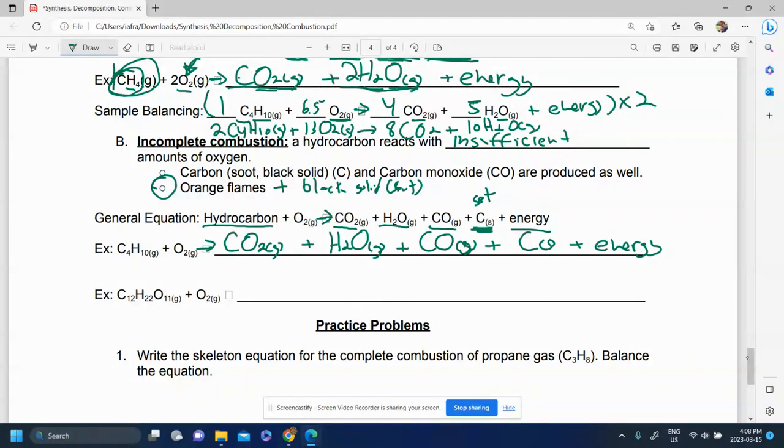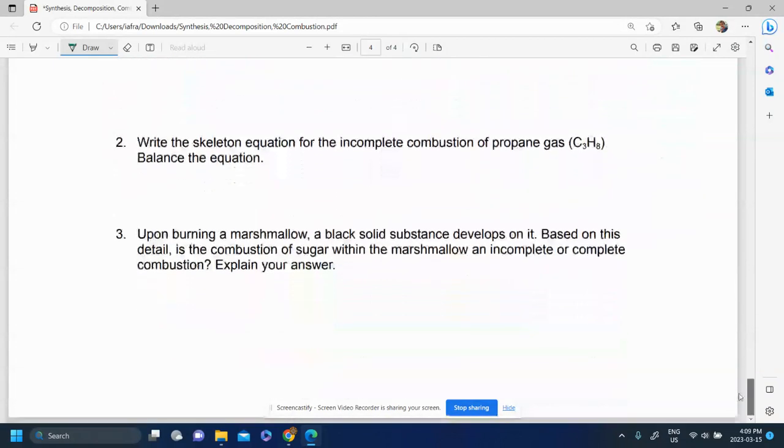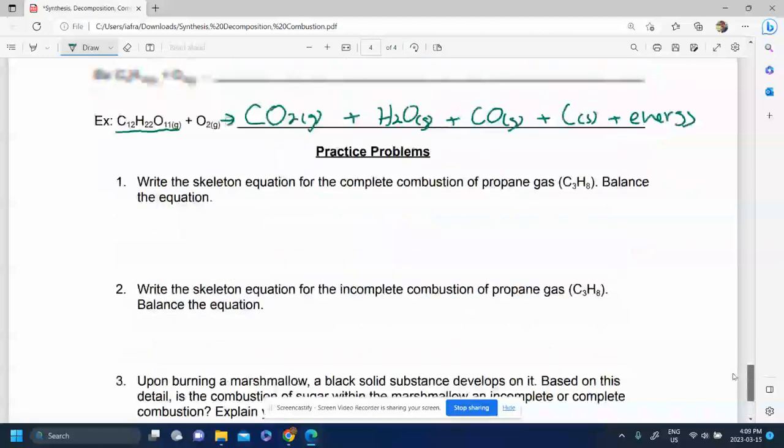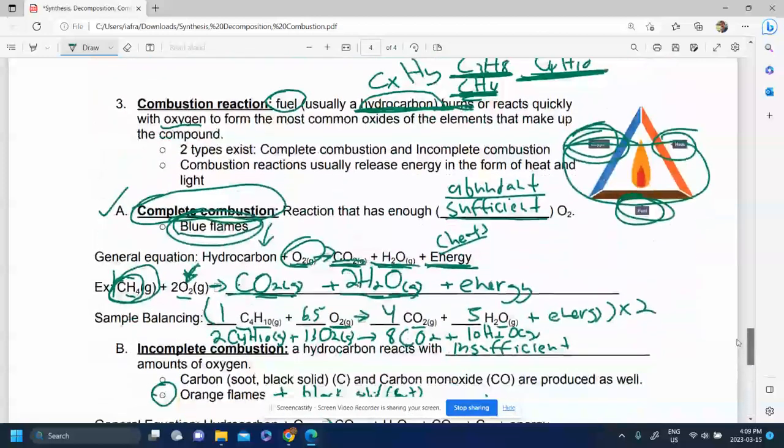This one's very similar. Here we have C12H22O11 reacting with insufficient oxygen. Okay, and again, it's insufficient, or there's not a lot of oxygen. It looks like a hydrocarbon. It's not quite a hydrocarbon, but it's very close to one. It just has the extra oxygen over there. That's no big deal. Same idea. We're going to get some CO2 plus some H2O plus some CO plus some C plus some energy. And there we have it. That was an incomplete combustion prediction. You can try the practice problems below. In the next video, we'll take them up, but try them yourself.